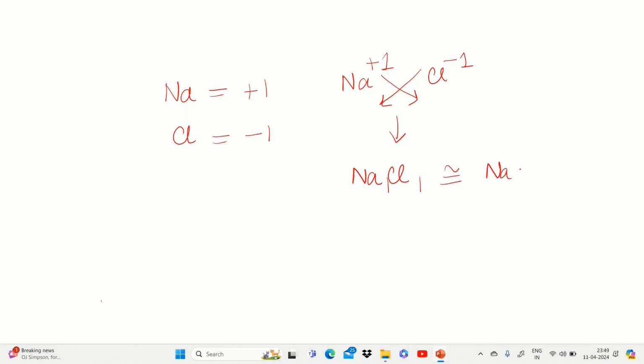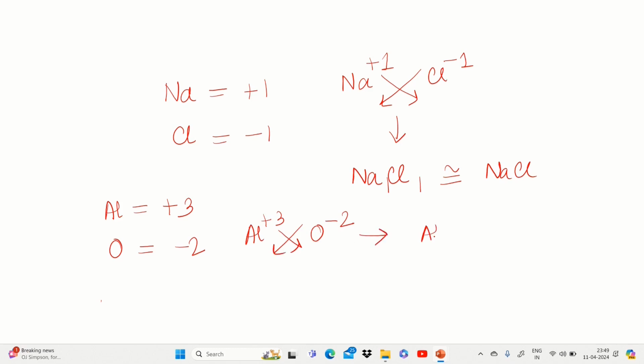Similarly, if we take another example, aluminium +3 and oxide -2. So Al +3, O -2. Now by using the cross formula we can write Al2O3. This is the formula of aluminum oxide. Like this we can make a number of formulas. Let's take some more examples.